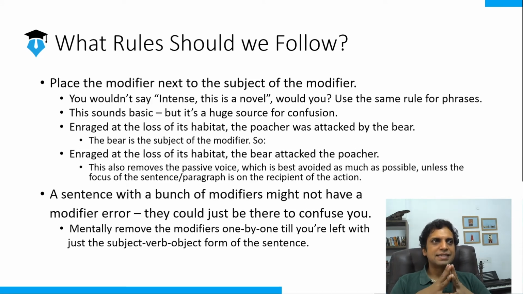Keep in mind that a sentence with a bunch of modifiers might not even have a modifier error. They might all be correct. They could just be there to confuse you, and the error might be in some other aspect of the sentence. So what do you do? You mentally remove all the modifiers. Just see, is there an error in this modifier? No. Chop it off for a second. Leave it aside. Next one. Error? No. Leave it aside. Till you get to the basic subject, verb, object form of the sentence.